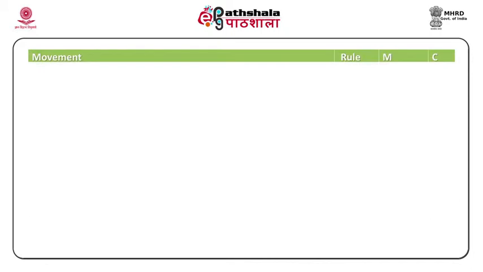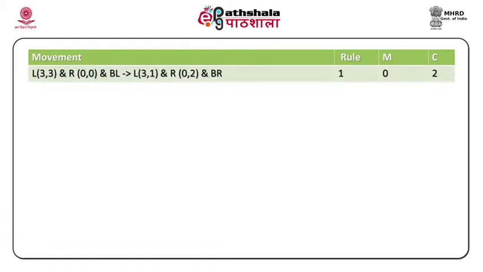Okay. Now, the complete sequence of moves, okay, see how it is done. We begin from L33 R00 and BL. Now, we move to L31 and R02. What does that mean? That means that I am sending 2 cannibals to the other side. Okay. And the next 3 columns actually describe the rule applied, the number of missionaries moving to the right hand side, and the number of cannibals moving to the right hand side.